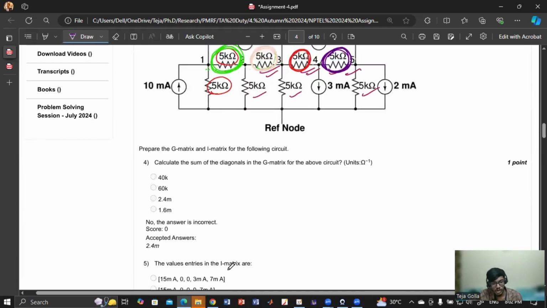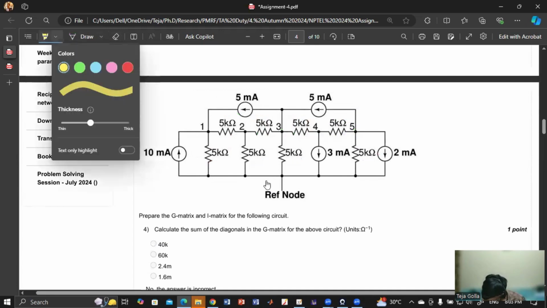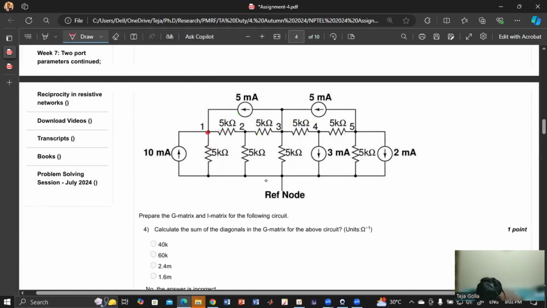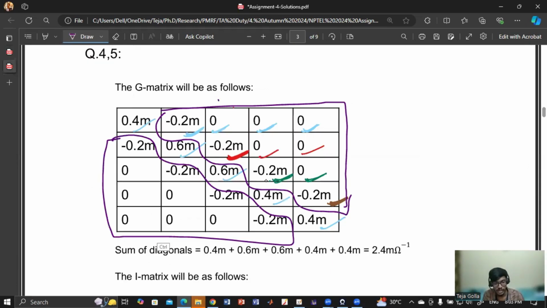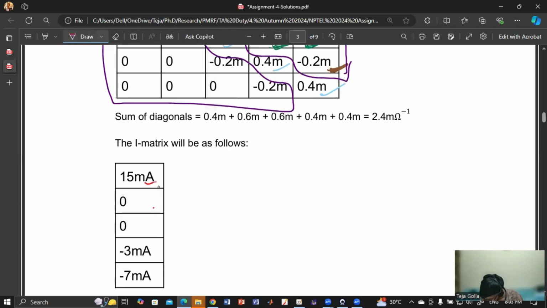And now the value of the entries in the I matrix. So we have I1, I2, I3, I4, I5, right? For that, we consider the currents entering the node. So what is the current entering this node? 10 plus 5. So this one plus this one, right? So it is 15. Agree? I1 is 15 because 15 is entering. So my I1 is 15 milliampere.